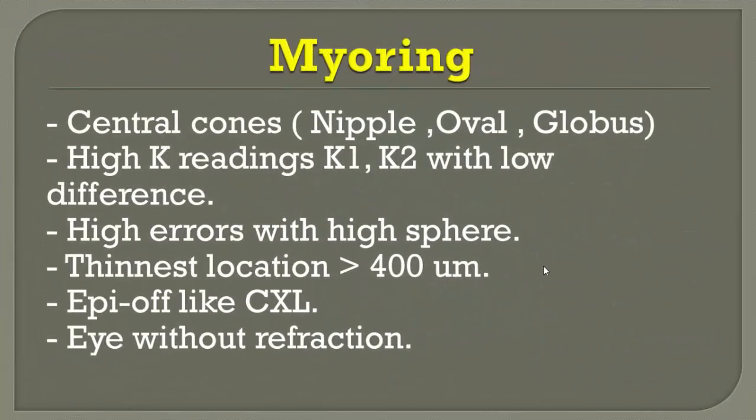MyoRing is one complete ring. It is used mainly in central cones with high readings and high errors, especially in high myopic error. The thinnest location should be more than 400 micron at the time of surgery. We can use Epi-off cross-linking here by injecting riboflavin through the pocket, and we can blunt it in the eye without refraction.